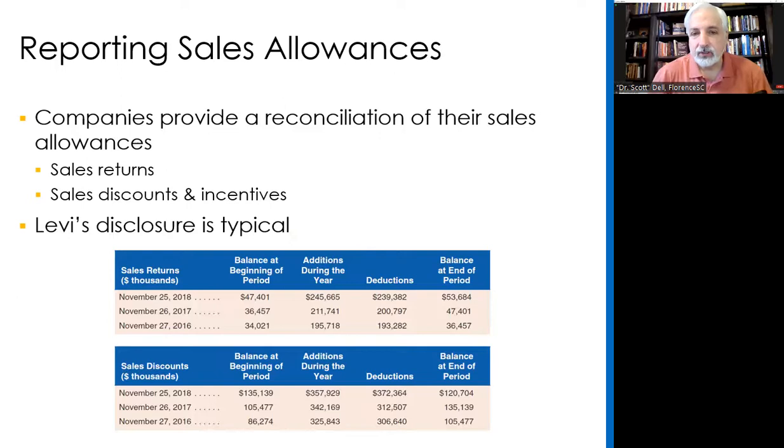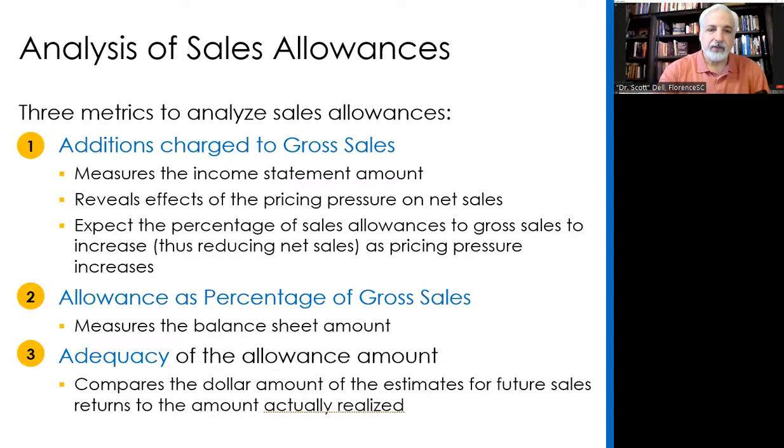Sales allowances. Companies provide a reconciliation of sales returns, discounts, and incentives. Okay, so we look down here, balance, and we have adjustments going to that. So we have additions and deductions associated with the sales allowances. We go a little bit further. There are three elements and ratios that we will be talking about and want to have a comfort level with. We're not going to really be heavily tested on this. Don't close your ears right now, but be aware this helps visualize the concepts that we need to worry about.